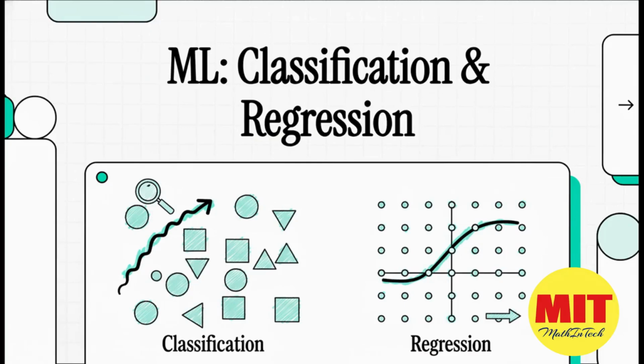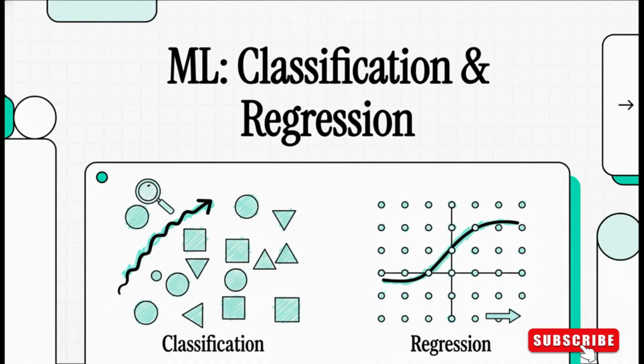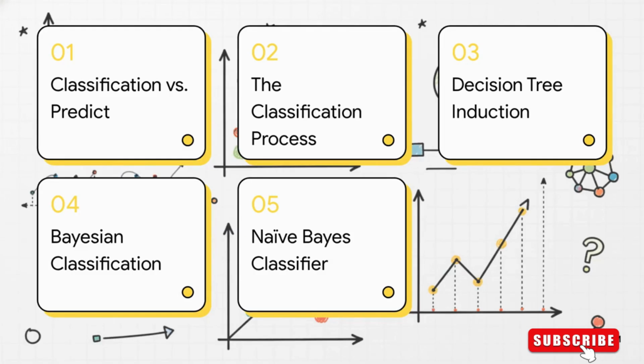In this session, we're going to cover two foundational concepts in machine learning: classification and regression. These are fundamental to how machines learn to categorize information and predict outcomes. Here is our agenda. We'll begin by differentiating between classification and prediction. Then, we'll examine the process for building a classifier. After that, we will explore two key methods: decision tree induction and the probabilistic approach of the naive Bayes classifier.